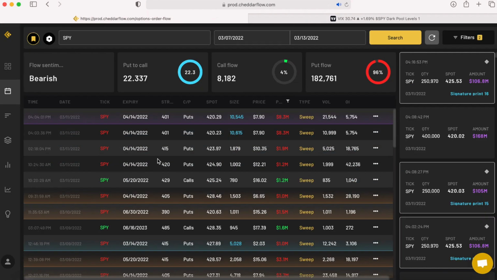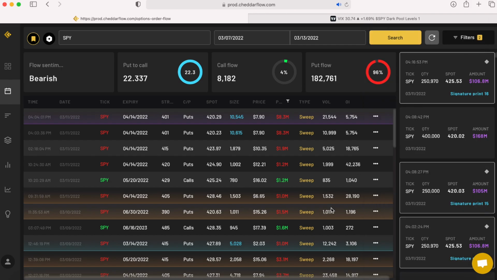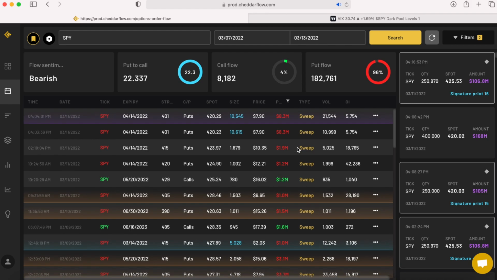So the second ticker I want to talk about here is SPY. This one is very, very bearish so far. And you can see up here, 96% to 4% in terms of put to call flow. I have this filtered for over $1 million in premium because I want to see what the whales are thinking here. Not just random, maybe retail buying into it or just small, unusual orders. I want to see what the big players are doing here. And they're very bearish on this one. And it's not only bearish, they're bearish near term and medium term.